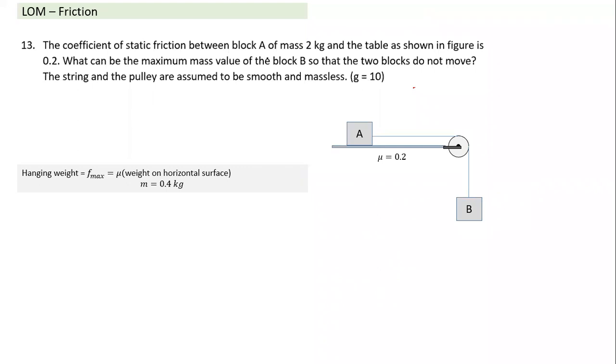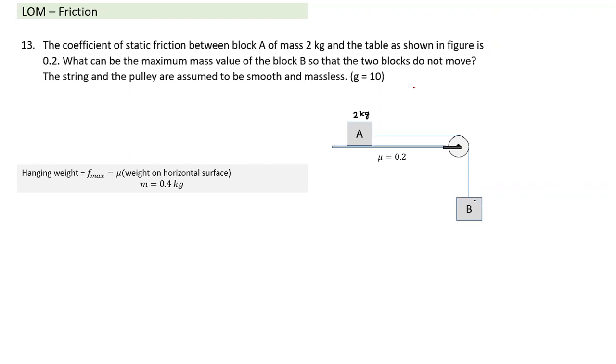Coefficient of friction between block A, which has mass of 2 kg, and the surface is 0.2. What we need to find here: if we suspend some mass here, this mass will tend to move downward. It will try to make block A also move. But because friction is present here, friction will resist its motion. So what we need to find is, what is the maximum value of mass of B so that the two blocks do not move?